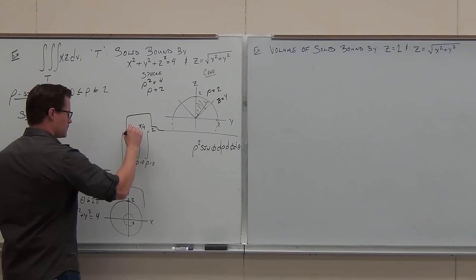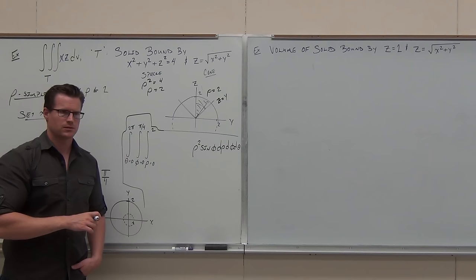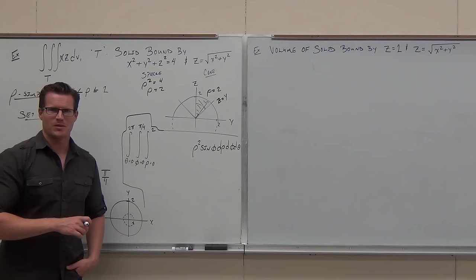Did you go from 0 to 2 for rho first, 0 to pi over 4 for phi next, and 0 to pi over 2 for theta? Did you all do that? Yes. 0 to 2 pi. What did I say? Pi over 2. I did? Oh crap, I'm slipping. Did you guys hear that?